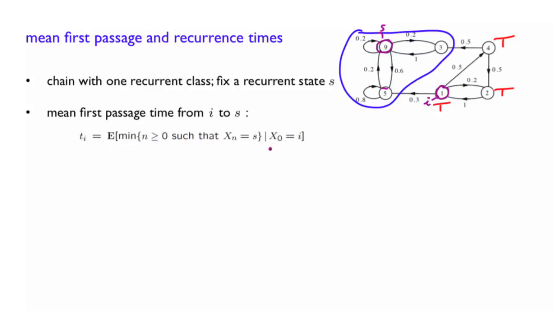So here again, what you have is that the Markov chain started in state i at time 0. And now you are looking at this set here. This set records all the times n such that your Markov chain X_n is in the state s of interest. Out of this set, you are looking at the minimum n that verifies that. So this is going to be a random variable, and you take the expected value of that, and this is what we call the mean first passage time from i to s. Again, this is the expected number of steps in order to get from i to s for the first time.